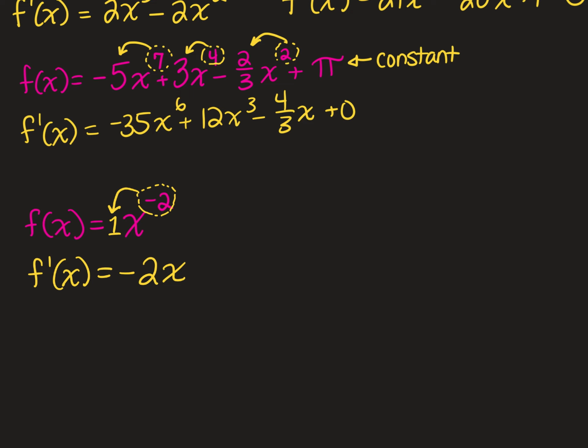Good. We're going to reduce that power by 1. So it says reducing a power by 1 is the same as saying subtract. So we take that negative 2 and we subtract 1 to get the new power of negative 3. Now, I like this. That is a correct derivative.